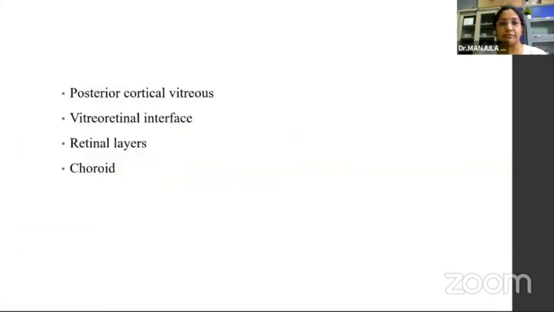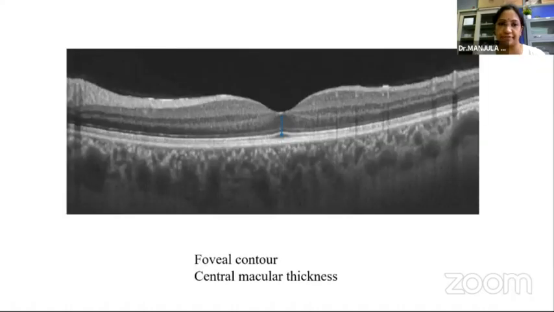Now let us concentrate more on how to read OCT. For ease of reading, you divide it into posterior cortical vitreous, vitreoretinal interface, retinal layers, and the choroid. If you look at this OCT, the cortical vitreous is normal, the foveal contour is normal, and all the retinal layers and choroid appear normal. The next concept is assessing the central macular thickness, because this is very important when you go further in the talks.